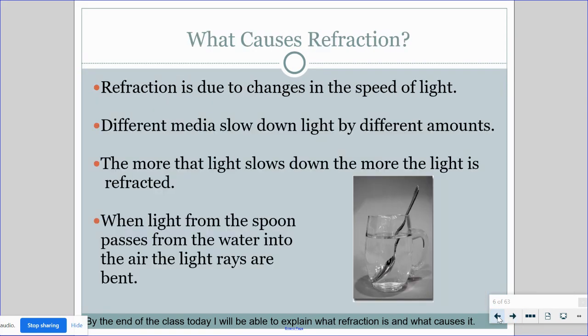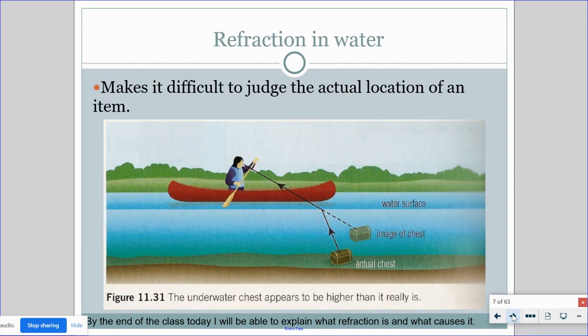Okay, so what causes refraction? It's the speed. The light is traveling at a certain speed, and when it hits a medium, it slows down or changes speed, and that determines whether it bends inward or outward. The more the light slows down, the more the light is refracted. When the light from the spoon passes from water into the air, the light rays are bent, and this makes it difficult to judge the actual location of an item.